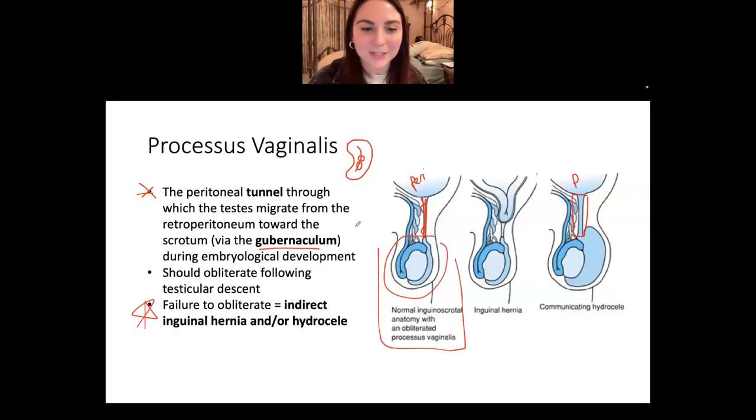It's not on any of these images, so I can't show you, but it's basically pulling down the testicles, helping it drop. So that's what allows the testicles to go from the abdominal cavity down to the scrotal sac. That's called the gubernaculum, and it goes through where the processus vaginalis is. And then after that testicular descent, it should obliterate. If it doesn't, and we've talked about what happens if it doesn't obliterate. So that's the processus vaginalis.